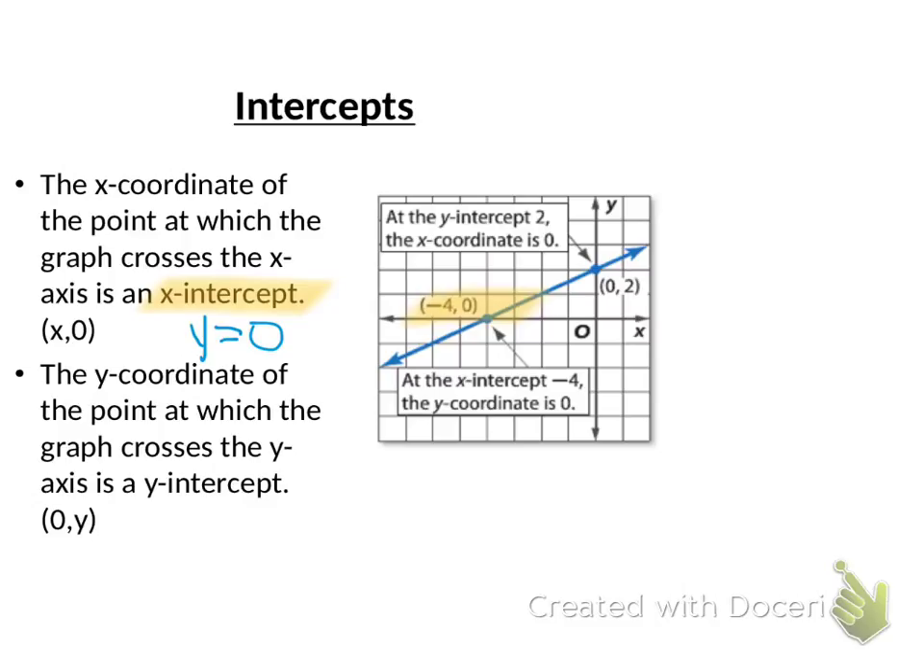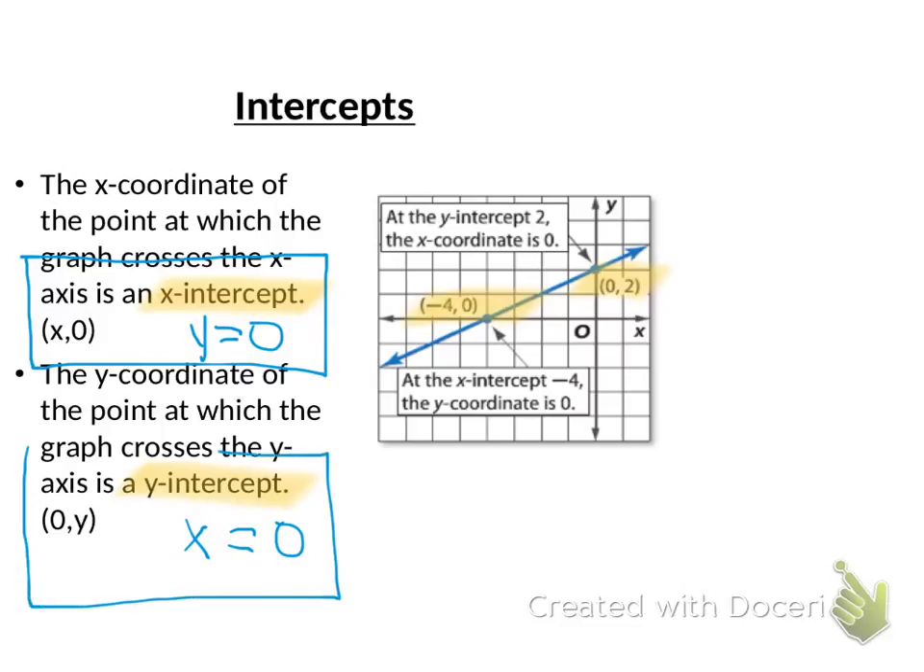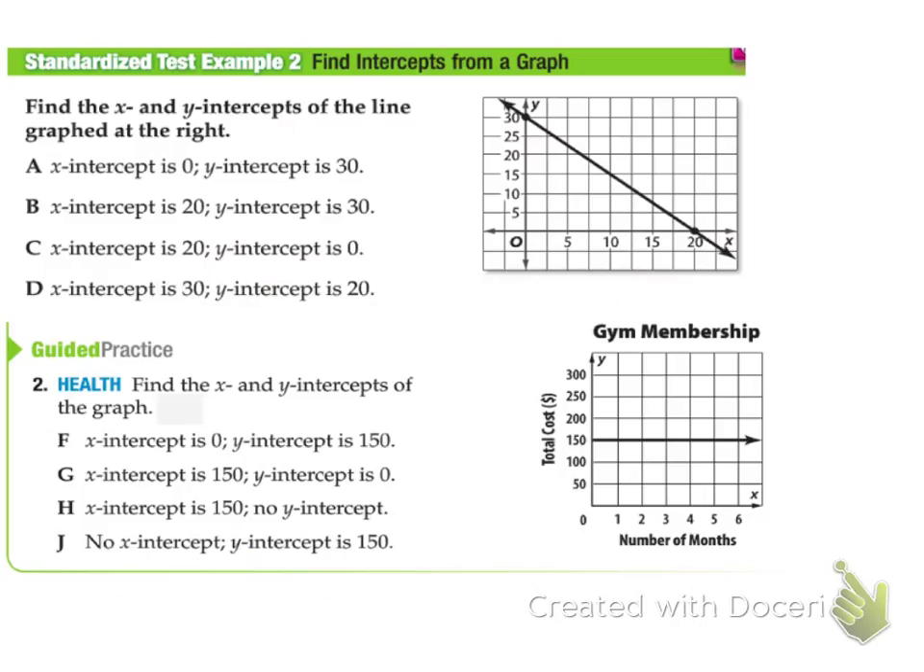Same thing goes for a y-intercept. In a y-intercept, our x value is always equal to 0. I would jot that down. That's important information. The x-intercept always has a y equal to 0, and the y-intercept always has a 0 in the x. Alright, let's go ahead and take a look then at some examples.